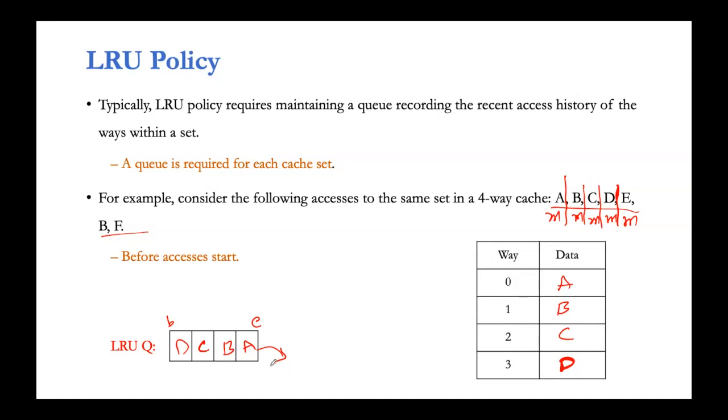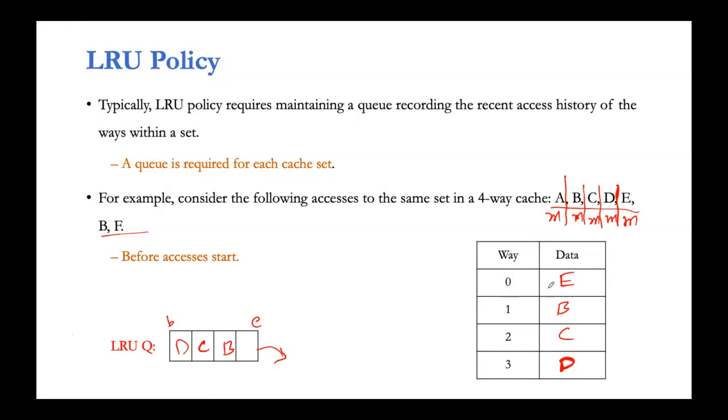Okay, and that particular way is given for the new cache line. So in the queue, it is maintaining the recent access history. Where A is least recently used, A should be evicted from your way, and that way is used to accommodate the cache line E. So here your A will be evicted, and that will be used to accommodate E.